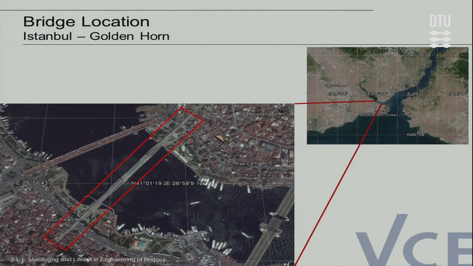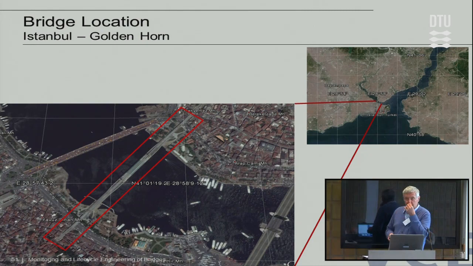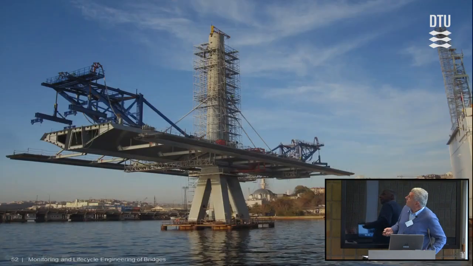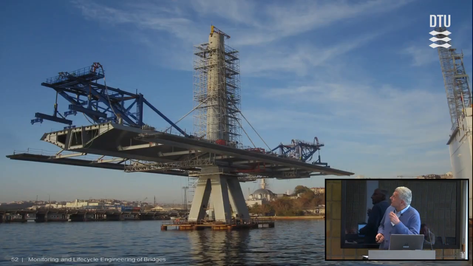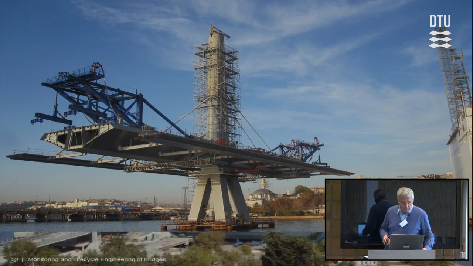Another nice project which could be used, where we have the right to use the data, is the Haliç Bridge in Istanbul. As there will be the next workshop there, we can have a visit to this bridge. This is in the center of Istanbul. The metro is crossing here. This is Galata Bridge. Interesting structure, steel structure, of course.